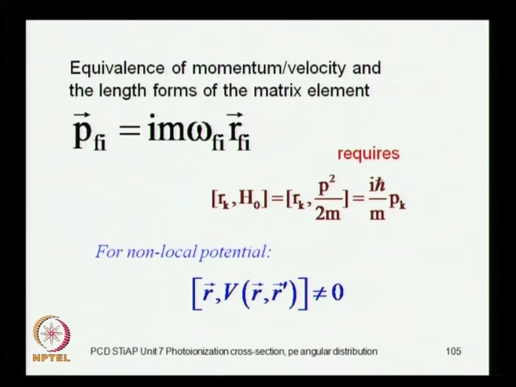And the potential energy operator, if it is non-local, does not depend just on the argument r, but it also depends on r prime. So, the position operator will not commute with the non-local potential, and you will not get an equivalence between the length form and the momentum form of the matrix element. So, when you do the calculation, you will get one result if you use the length form, and you will get another result if you use the velocity form. So, these are certain details.